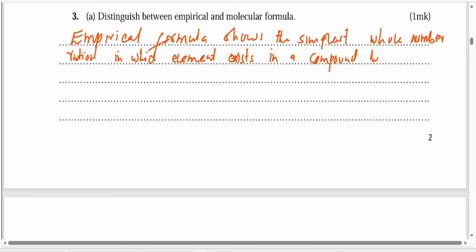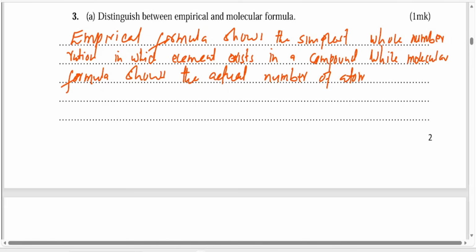While molecular formula shows the actual number of atoms of each element in a compound.